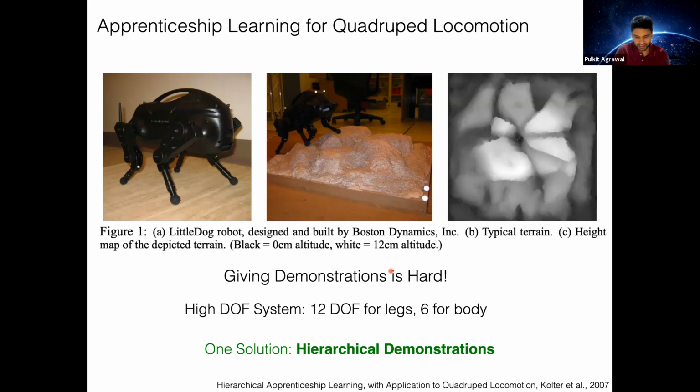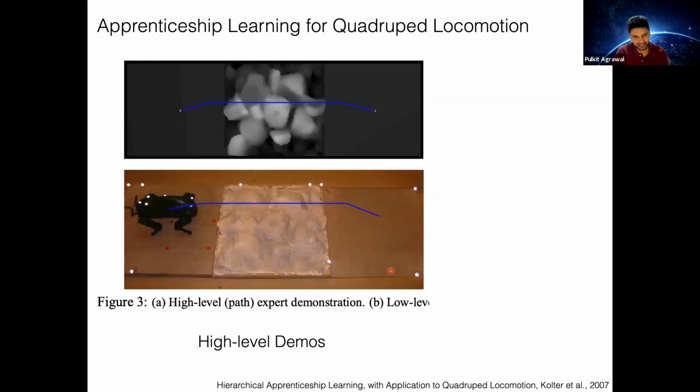One solution is to give hierarchical demonstrations. What do I mean by this? First I can give high-level demos which say how the center of mass of this agent should be moving. Maybe this trajectory, where it walks through flat parts mostly, is going to be easier than trying to crawl up, then go down and up and go down. So I can give a demonstration by specifying how the center of mass should be moving.